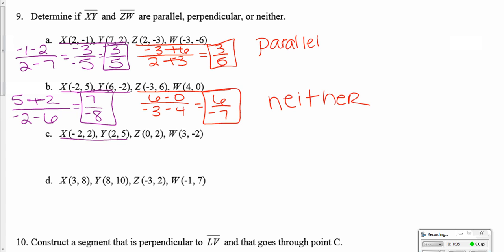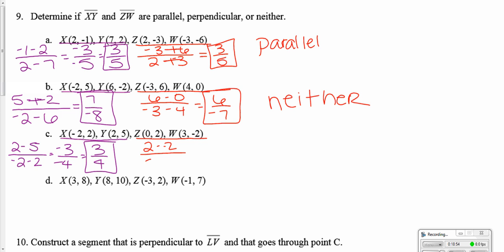Letter C. For XY, 2 minus 5 over -2 minus 2, -3 over -4, which is 3/4. ZW, minus -2, 0 minus 3. So I get -4 over 3 for ZW. So they're opposites because they're different signs, and they are reciprocals, so these are perpendicular.